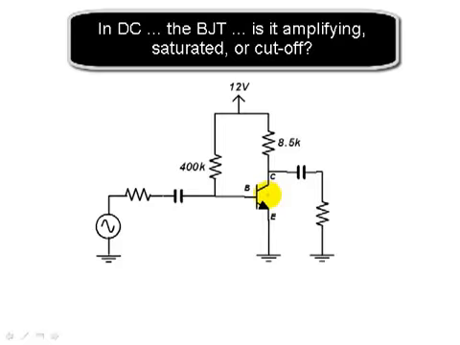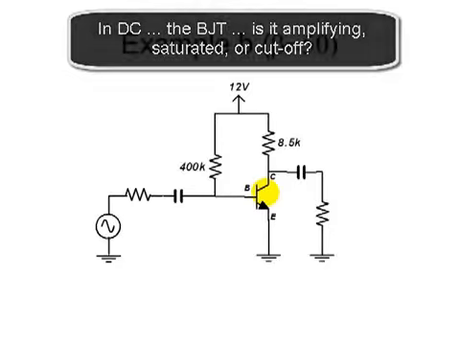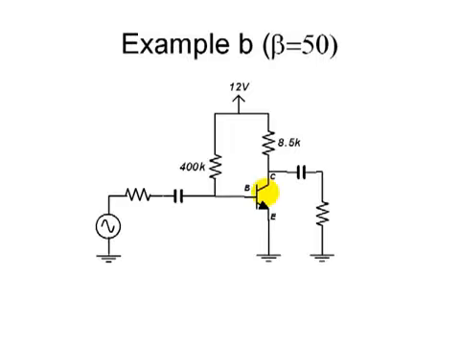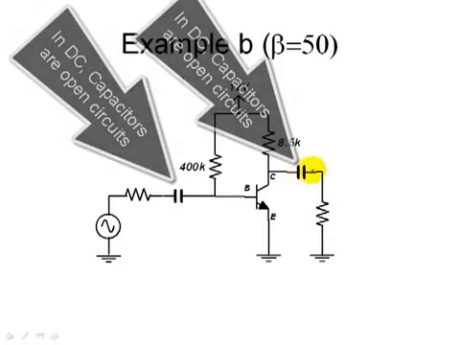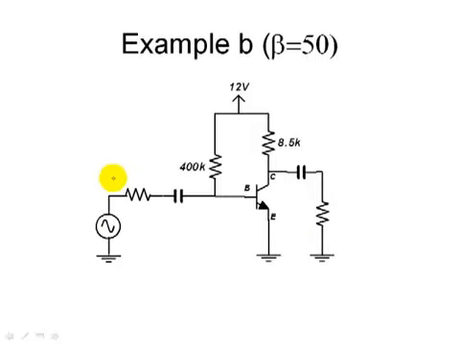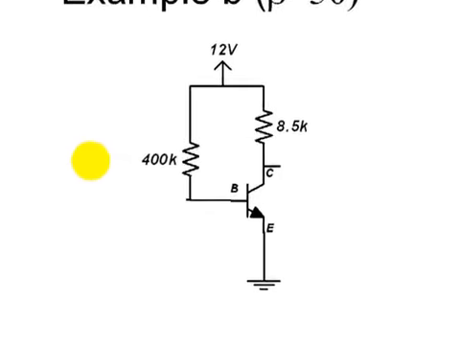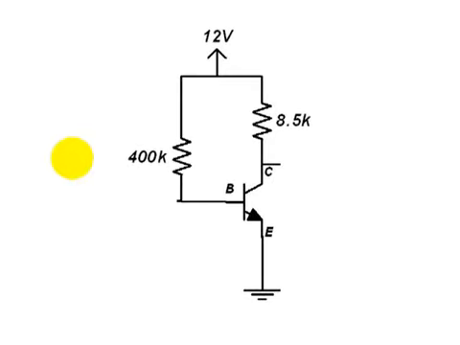We want to know if it is in linear mode of operation, or if it is in saturation, or in cutoff mode. Well, in DC we know that those two capacitors will behave as open circuits and will eliminate the right hand side and the left hand side of the circuit and leave us with this. As with the first example, we assume the transistor is in its linear mode to begin with, and we replace it with its linear model, this one.